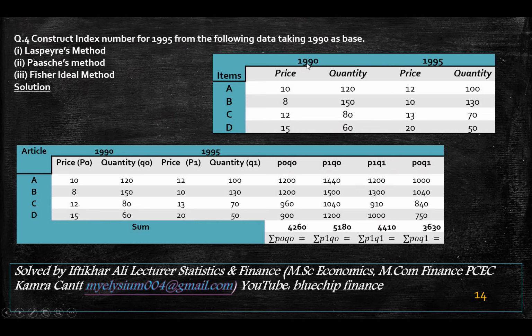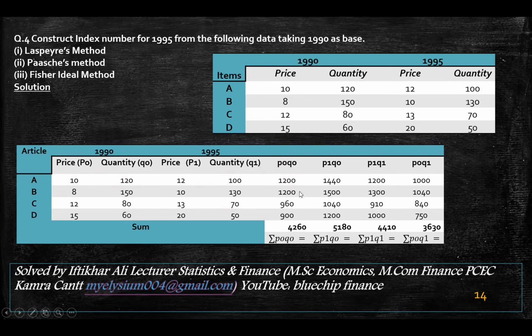The price and quantity of the base year, which is 1990, are considered as P0 and Q0, and the price and quantity of the current year will be considered as P1 and Q1. So simply, the price of 1990 is P0, the quantity of 1990 is Q0, the price of 1995 is P1, the quantity of 1995 is Q1, and we simply need these 4 calculations.